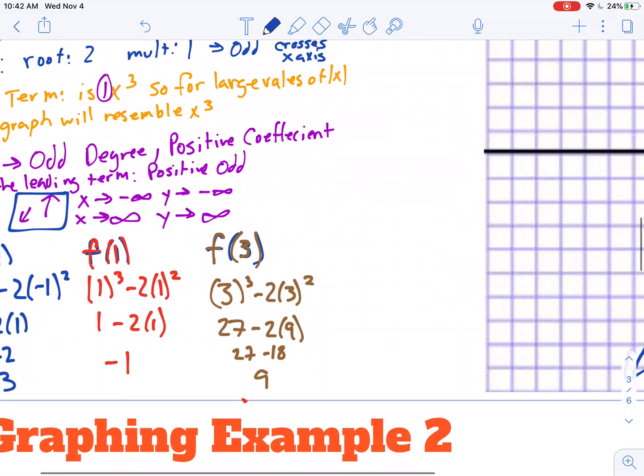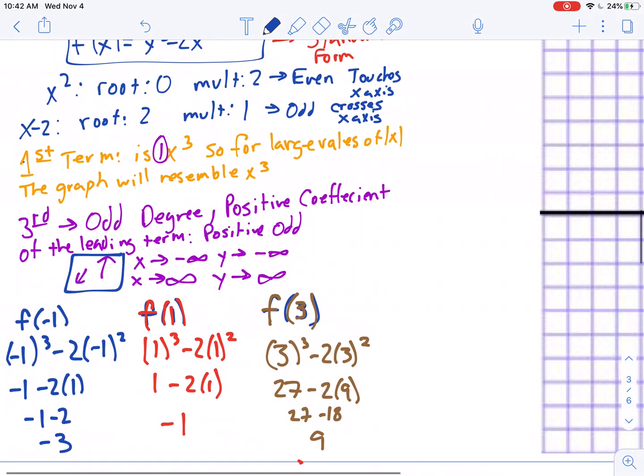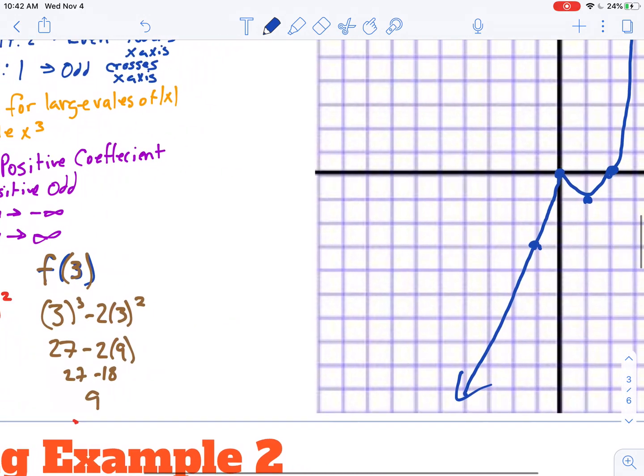I have a root at 0 that touches, which I currently have, and that makes sense because my two test points around 0 were both negative. So as I came up to 0, I touched 0, and then I should be going back down.